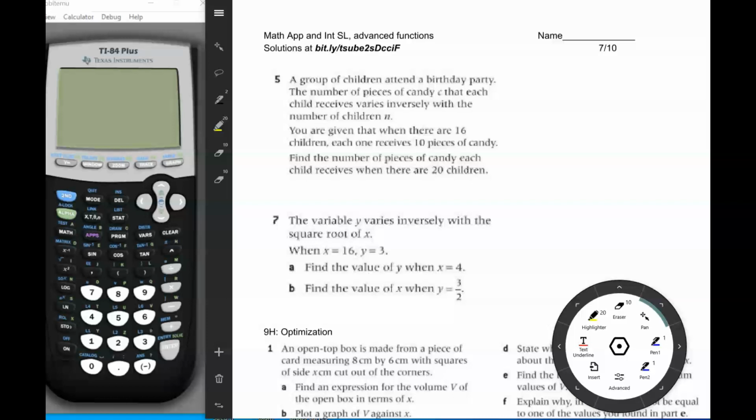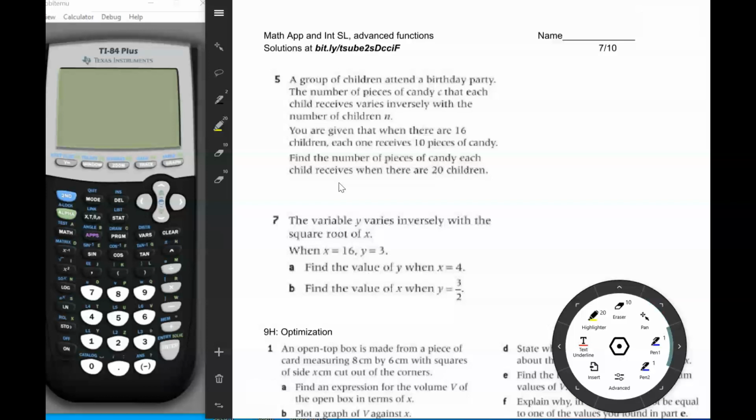Page 7 of Advanced Functions. A group of children attend a birthday party. The number of pieces of candy C that each child receives varies inversely with the number of children N. This is just a continuation of the problems that we were doing on the previous page.